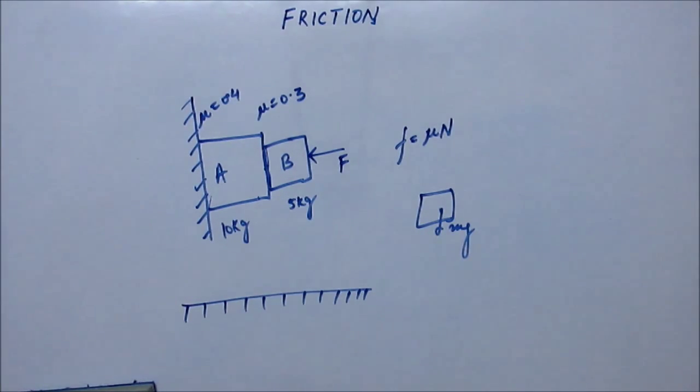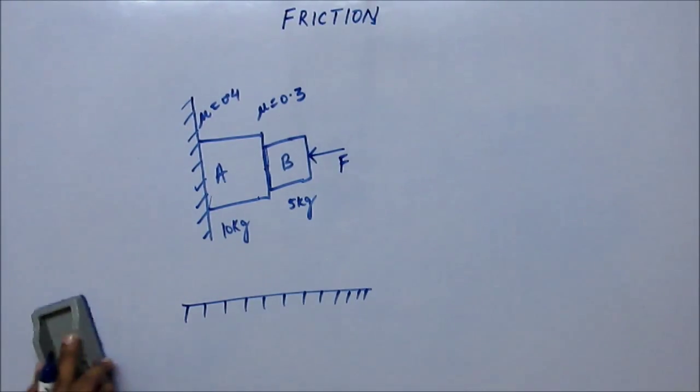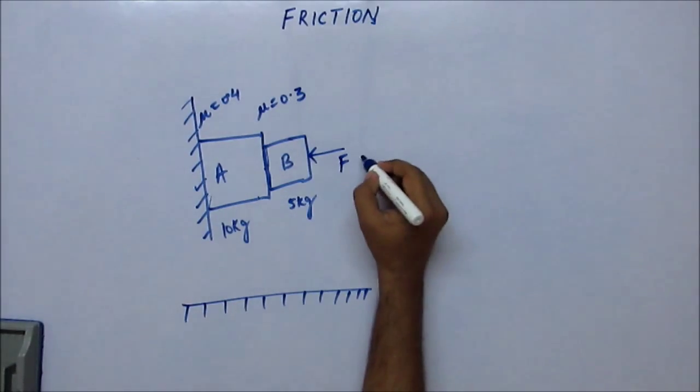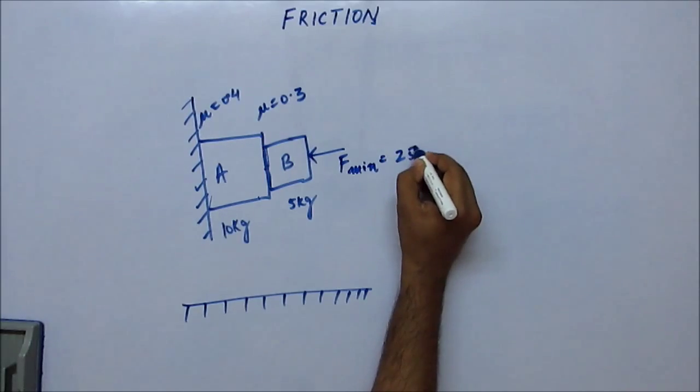Okay, so it's time for you to get started with friction. So, get your answer. The answer would be, and listen to the answer only if you have got one. The answer would be the minimum amount of force required is 250 Newton.